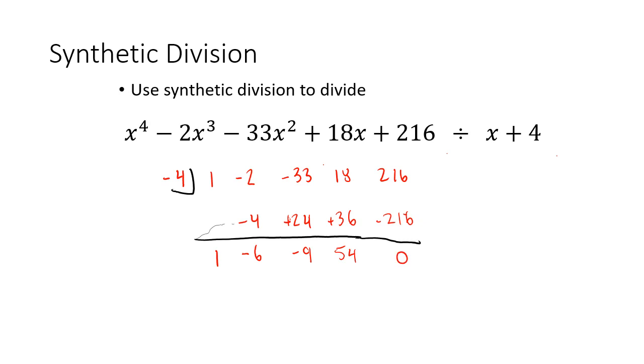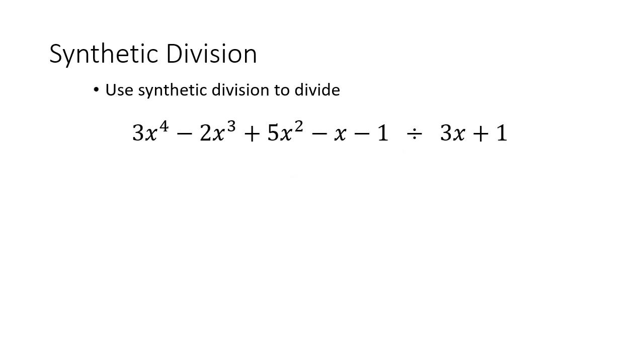So this one, if we divided x to the 4th minus 2x cubed minus 33x squared plus 18x plus 216 by x plus 4, we would get an answer of x cubed minus 6x squared minus 9x plus 54, and that's it. There is no remainder. So this would tell us that x plus 4 is a factor of that larger polynomial.